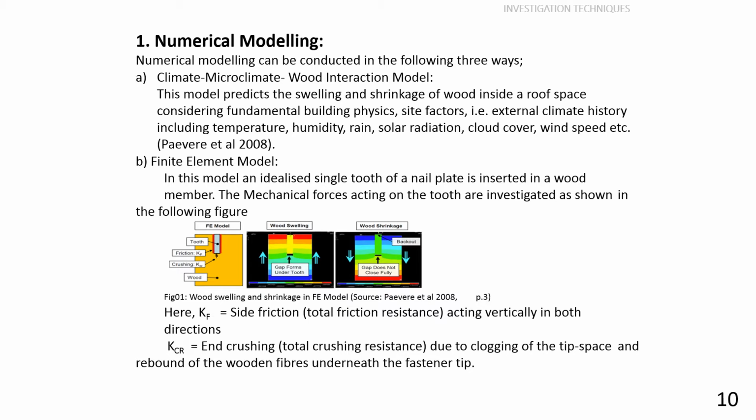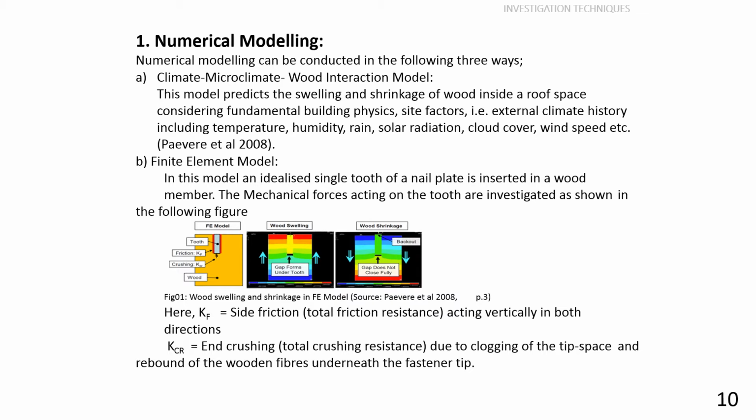First of all is the climate microclimate wood interaction model, which predicts the swelling and shrinkage of wood inside a roof space considering fundamental building physics and site factors, that is external climate history including temperature, humidity, rain, solar radiation, cloud cover, wind speed, etc. Then the finite element model.